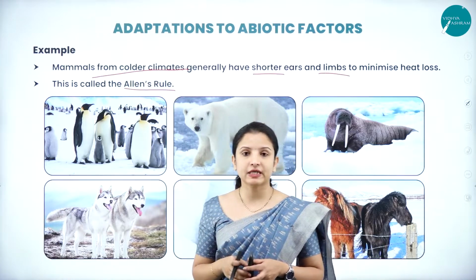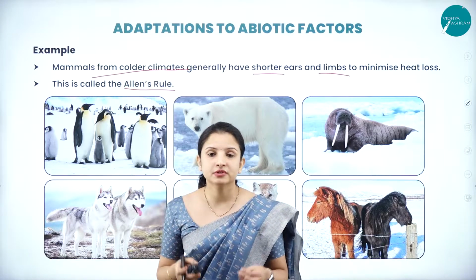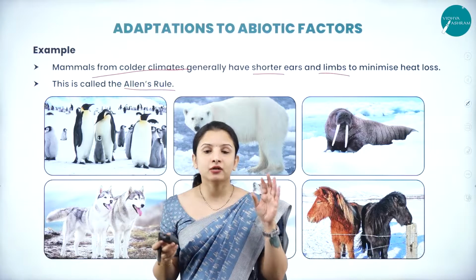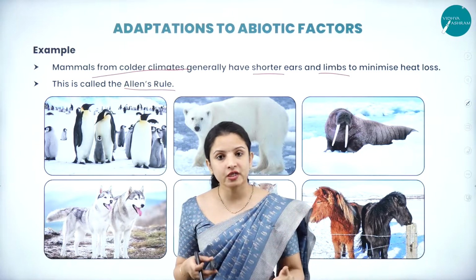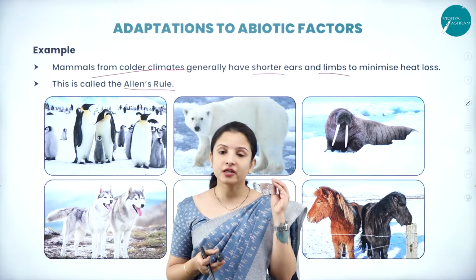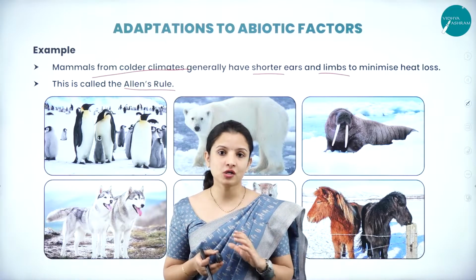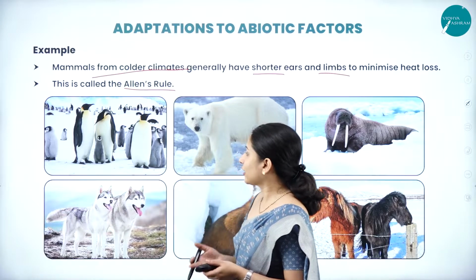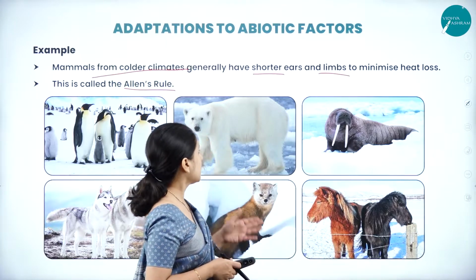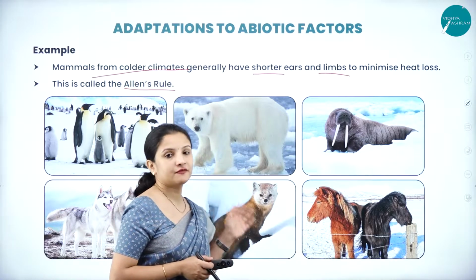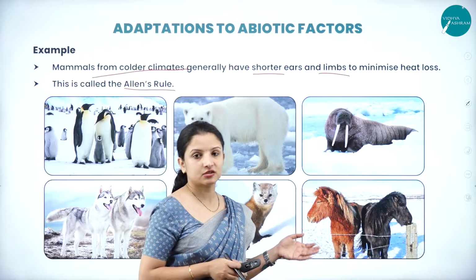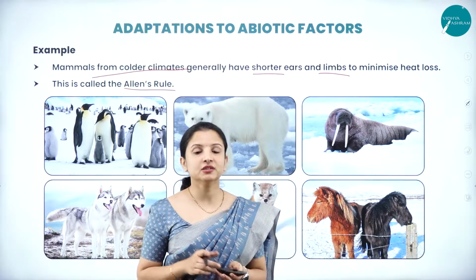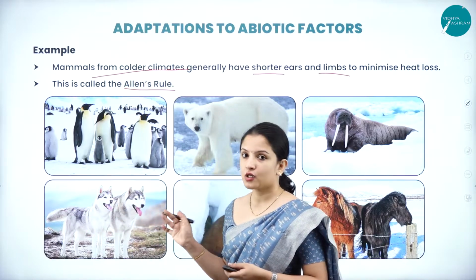So Allen's rule states that the organisms or mammals living in cold climatic conditions, in order to minimize the loss of heat from their body, have very small ears and very short limbs. So that is how they have adapted themselves. You can see the penguin, the polar bear, the walruses and different forms of animals that have been displayed here all have very short ears and short limbs. So this is a kind of adaptation that they have followed.